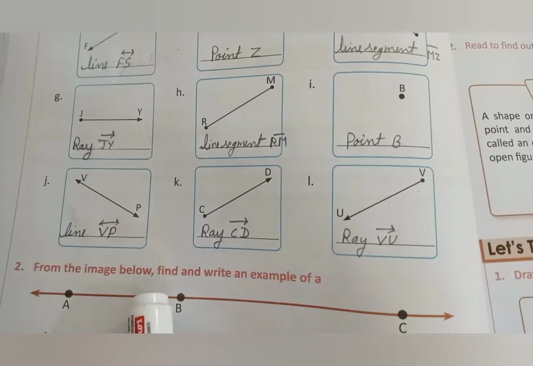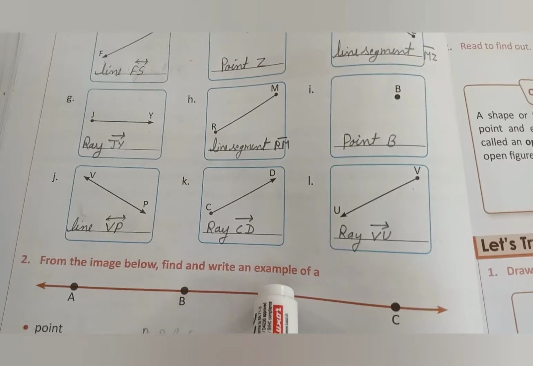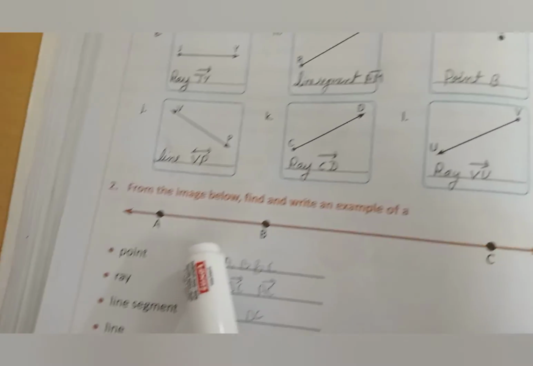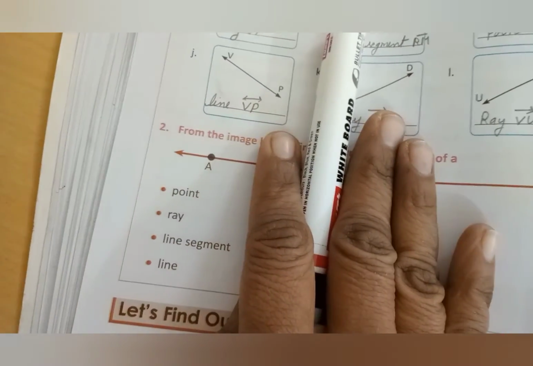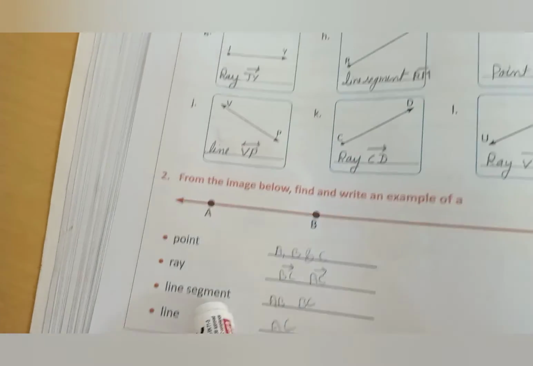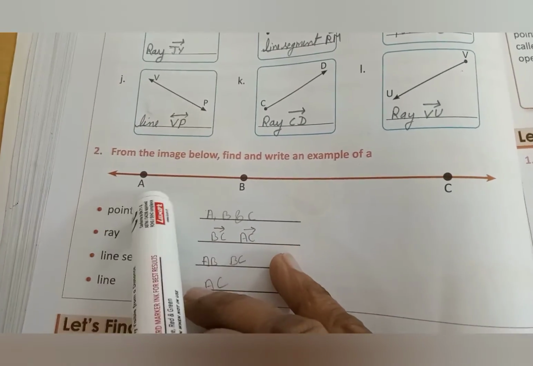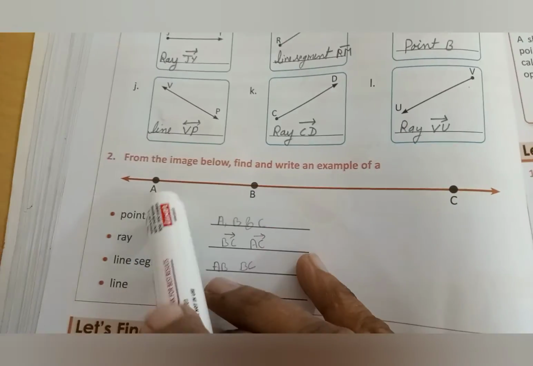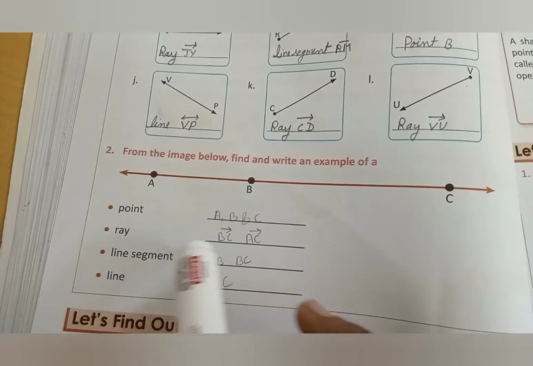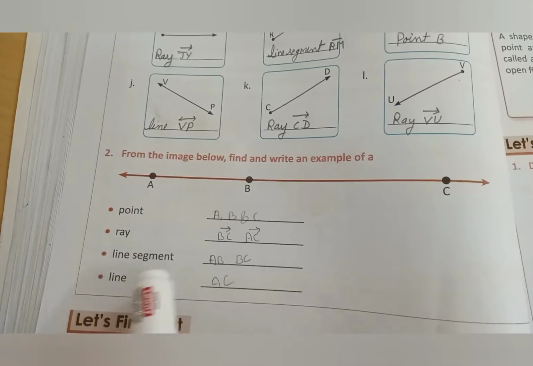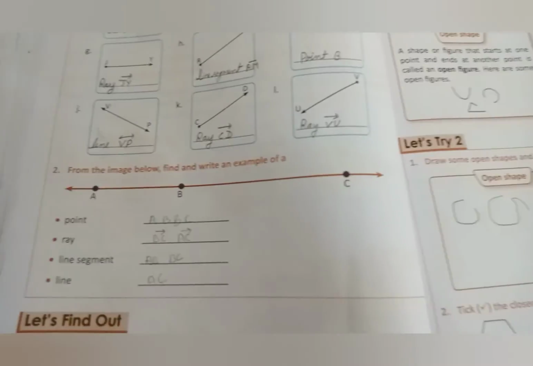From the image below, find and write an example of a point, ray, line segment and line. Okay. So in this figure you have to tell the name of the point. What are the points on this line? What are the rays on this line? What are the line segments on this line? And what are the lines on this line?